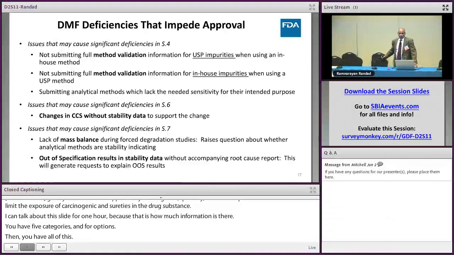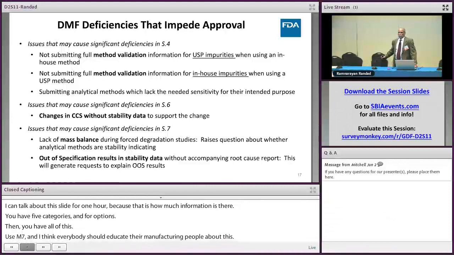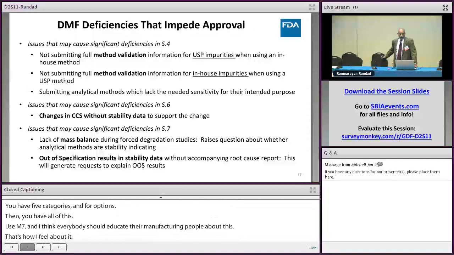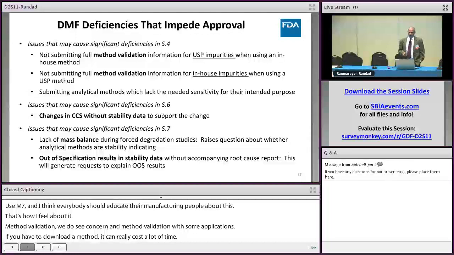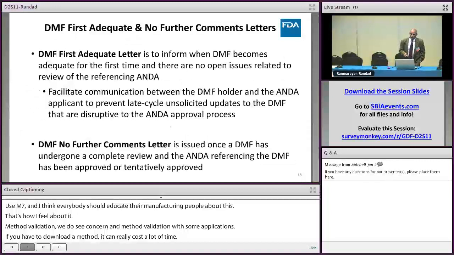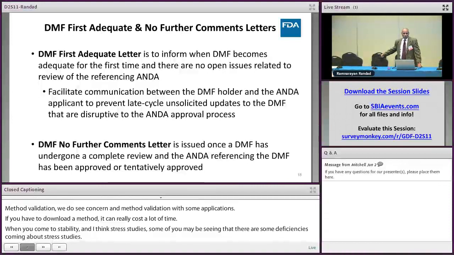Method validation, we do see concern in method validation with some applications. And if you have to develop a method, it can really cost a lot of time. When you come to stability, and I think stress studies, some of you may be seeing that there are some deficiencies or questions coming about the stress studies. So those were some of the concerns, and going on to other GDUFA II enhancements.